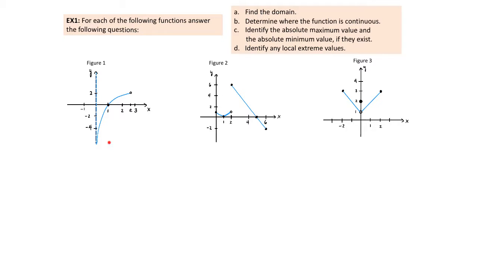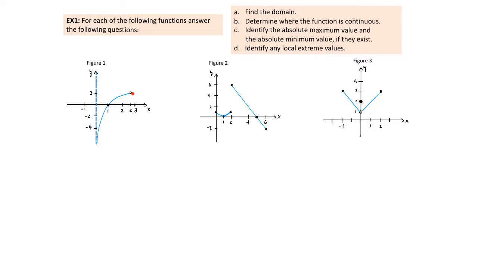Example 1 is considering 3 functions and is asking us to answer 4 questions for each of the functions. We're going to start with figure 1. First, we have to decide what is the domain of the function in figure 1. If you notice, the function, as it gets really close to 0 from the right, the y values are going towards negative infinity. And as x gets really close to e, the y values are going towards 2.